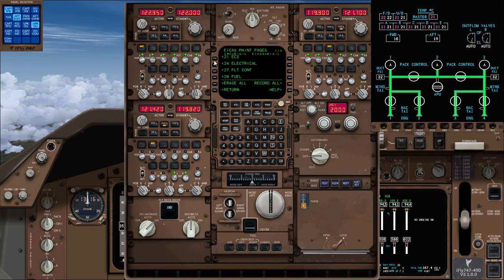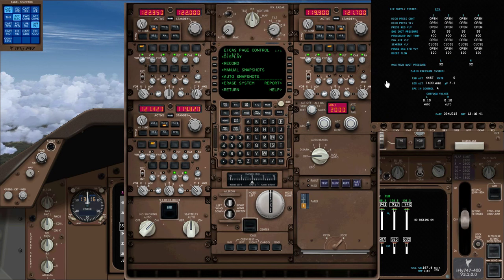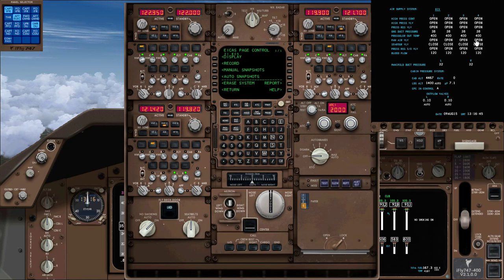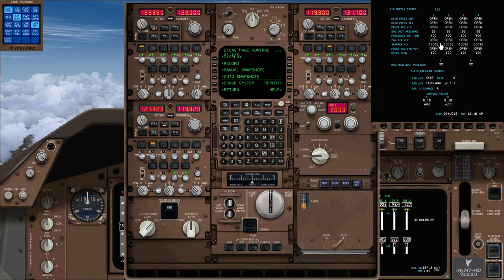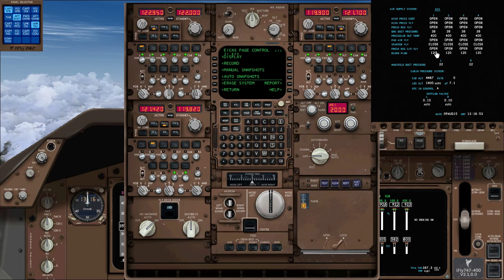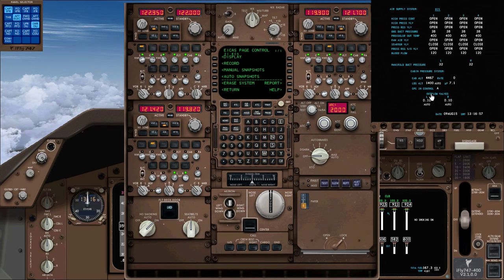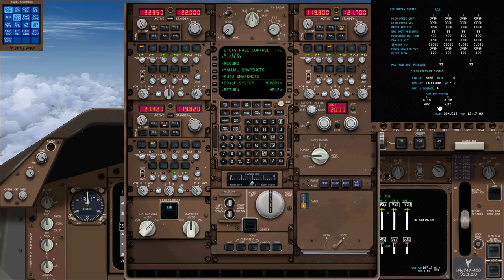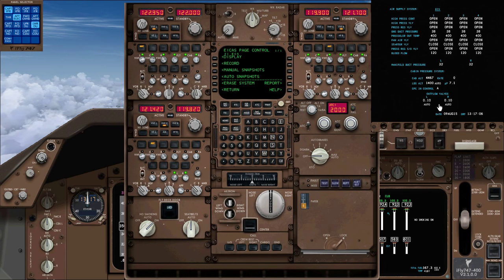This is because if you go to the CMC display page, you will see all the values, with precooler out temperature, everything quite nice. And lastly, you will see start valve being closed, pressure regulator shutoff valves being open, and all the values. If you go down to outflow valves, you will see they are around 10%. This is 10% because pressurization works on how much air is leaving the aircraft and how much air is being introduced into the cabin by the packs.